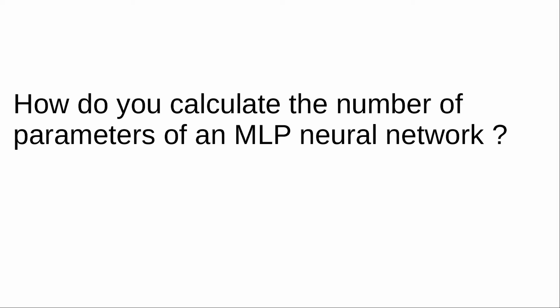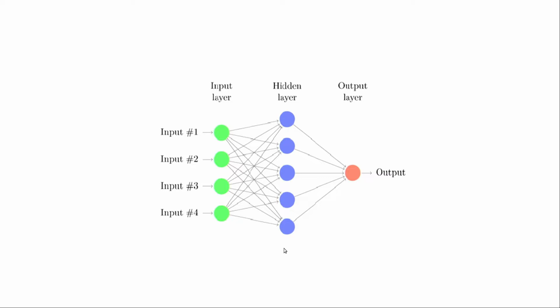So a common fundamental question that is asked in many data science interviews is: how do you calculate the number of parameters of an MLP neural network? And MLP here obviously stands for multi-layer perceptron. Now let's take a look at this architecture. It has 4 neurons in the input layer, 5 neurons in its single hidden layer, and 1 output layer. As seen in the figure, all of the input neurons are mapped to all of the hidden layer neurons. That is, it is a fully connected network here.